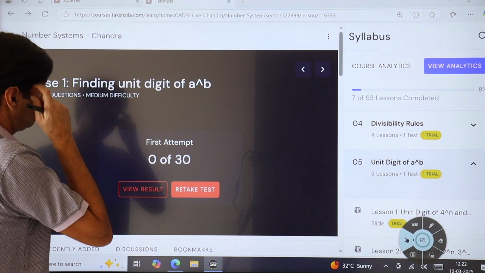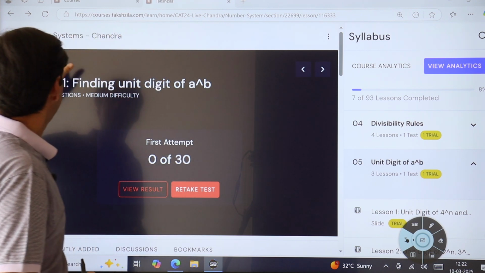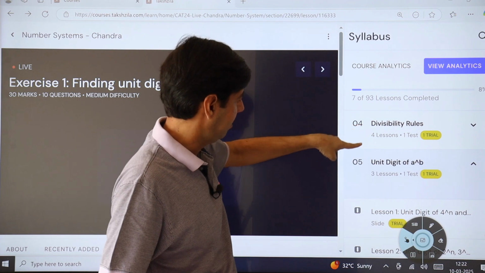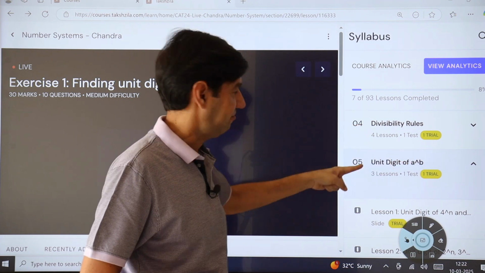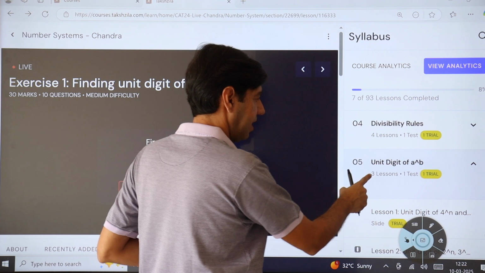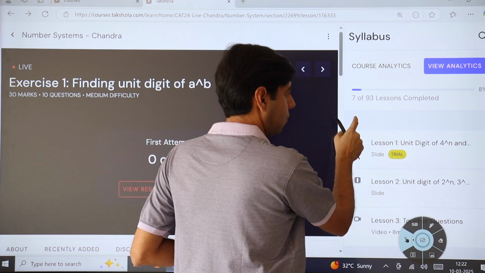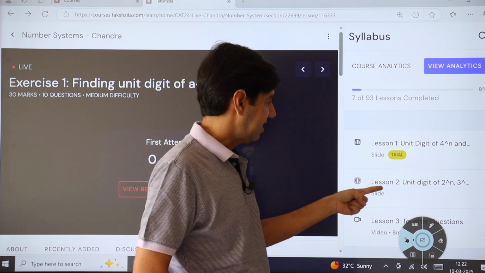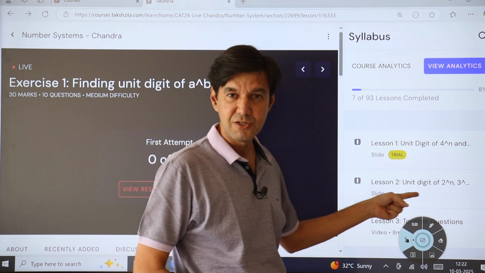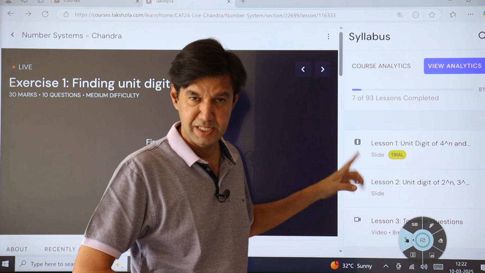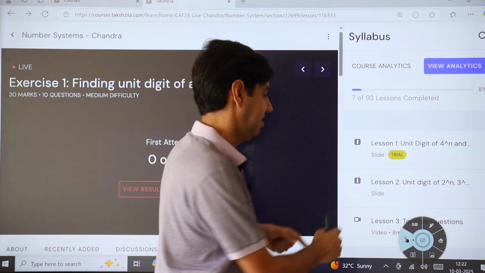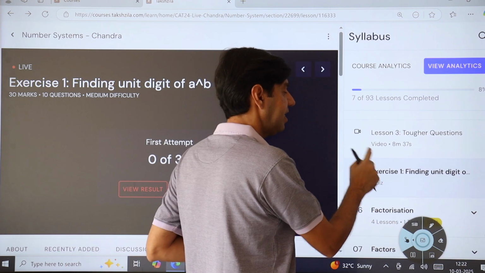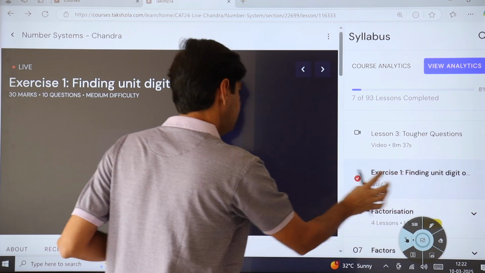I'm taking the exercise from a course, the number systems course by me, and there's this. So we have finished the divisibility rule. We are talking about the unit digit of a to the power b. There are 3 lessons in it. One talks of the unit digit of 4 raised to n and 9 raised to n. The next lesson talks of 2 raised to n, 3 raised to n, 7 raised to n, 8 raised to n. So these lessons have details in them. Then there are some tough questions that we have solved over there. And there's an exercise just based upon this. So this is the exercise.